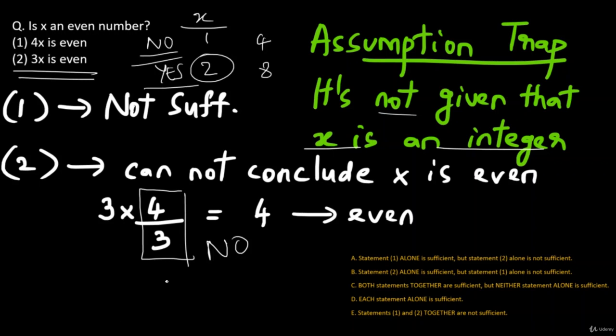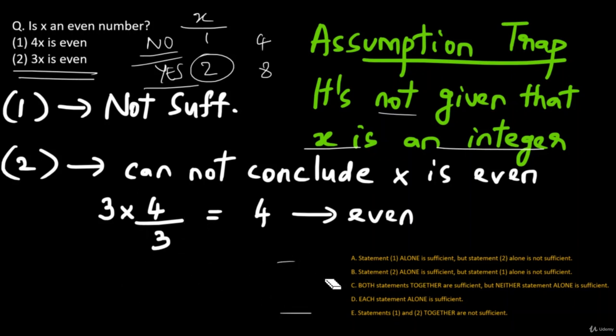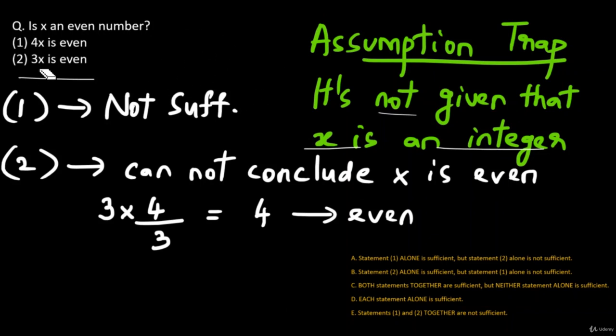Now, if I take x as say 6, so that would be 3 into 6, that's 18. And in this case, this is even, and over here you're getting x as even. So you're getting a yes over here. So you're getting sometimes no and sometimes yes. Therefore, statement 2 alone is also not sufficient. Let me make some space over here. Now, let's try statement 1 and 2 together. So I'm making some space over here as well.